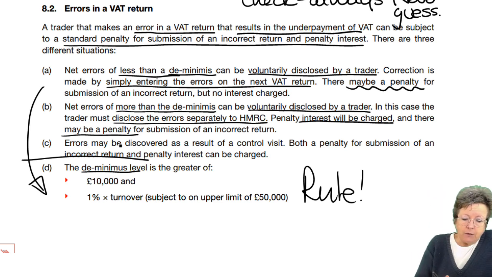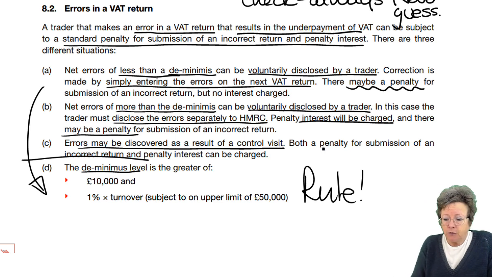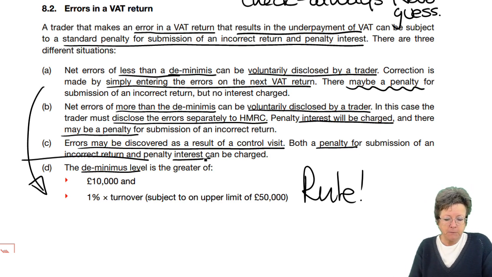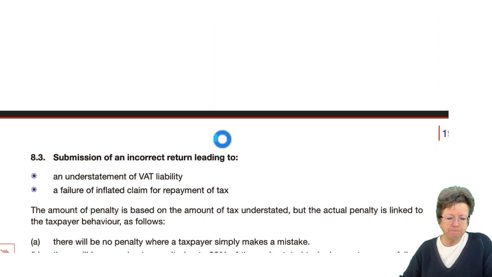Okay, now the third situation is the errors may be discovered as a result of a control visit. In other words, you didn't even know you'd made an error. So you'll get a penalty and interest if that is the case. This de minimis limit here, we're going to have a look at on the next page, in example number 7.